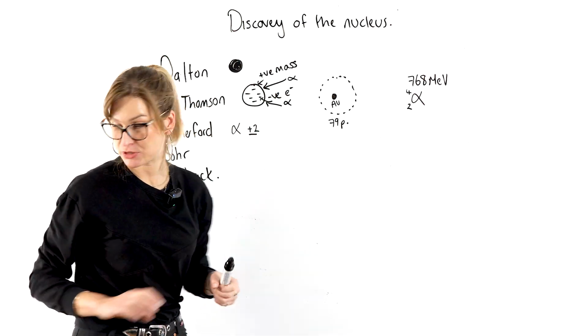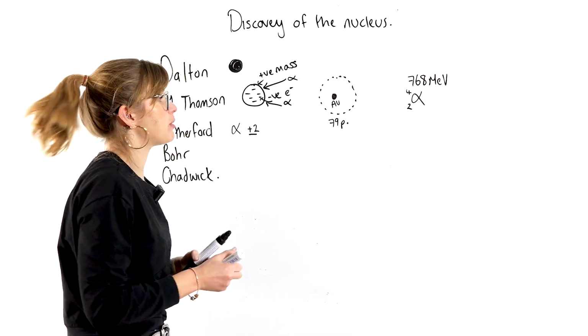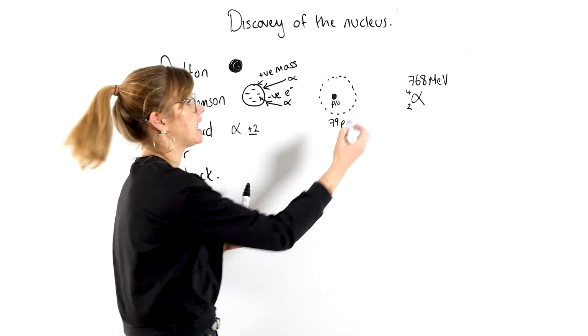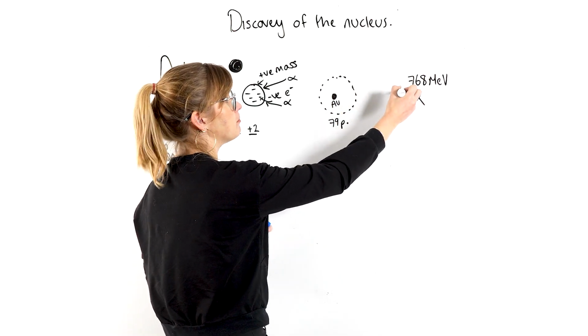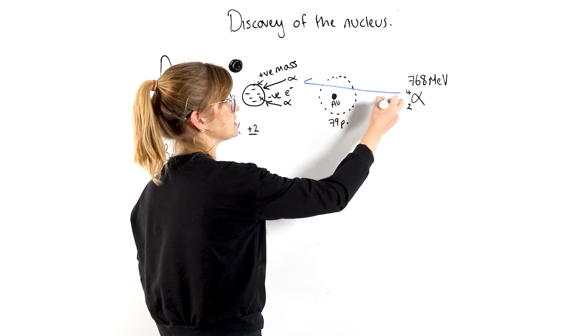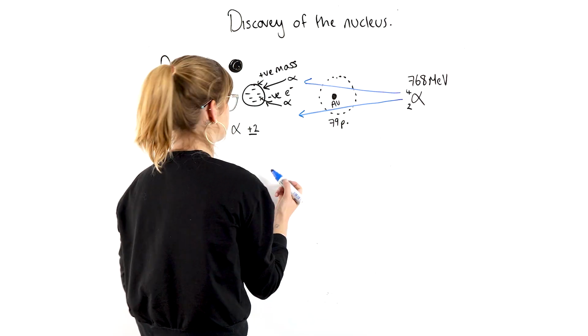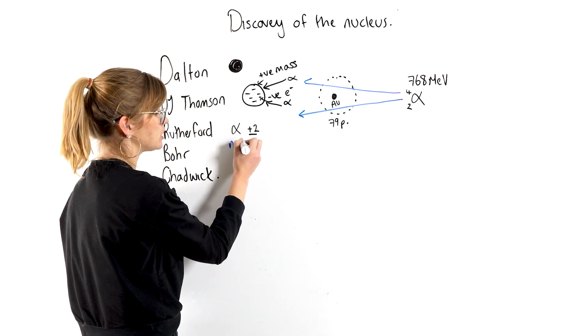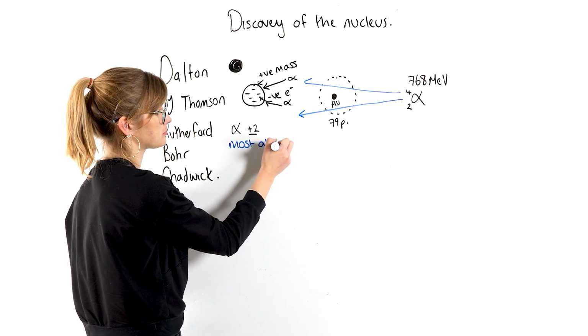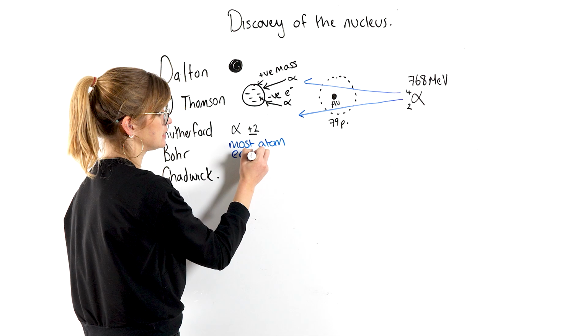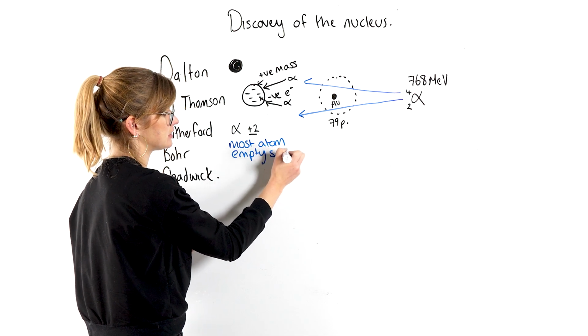But what actually happened was that when he fired these alpha particles at that gold atom, he saw that most of the alpha particles actually went straight through. So what he saw was actually most of the atom is empty space. So he found that most of the atom was empty space.